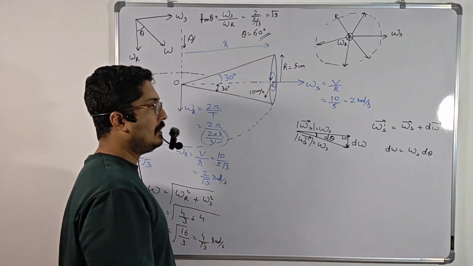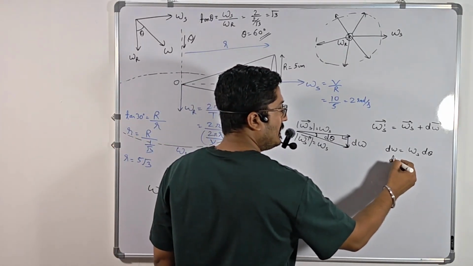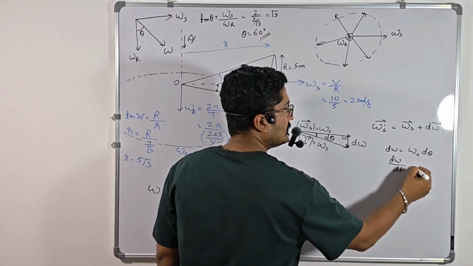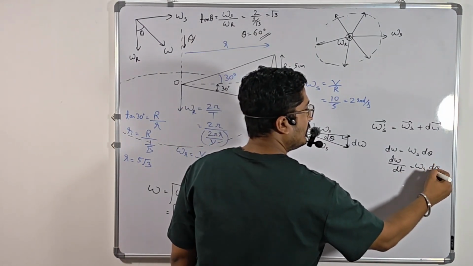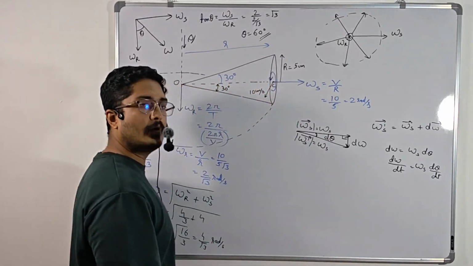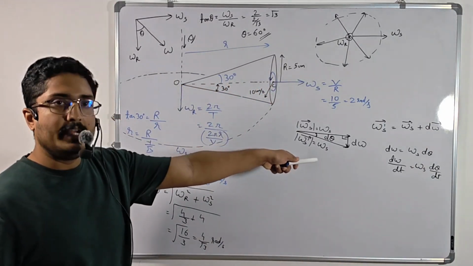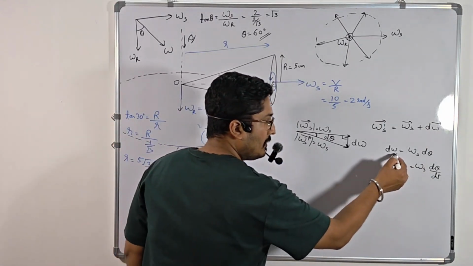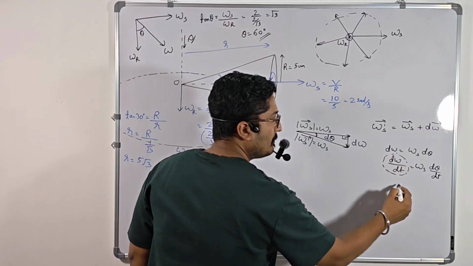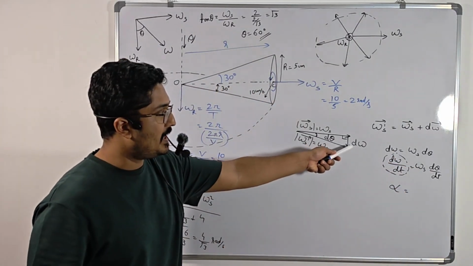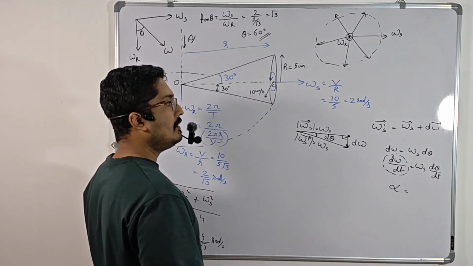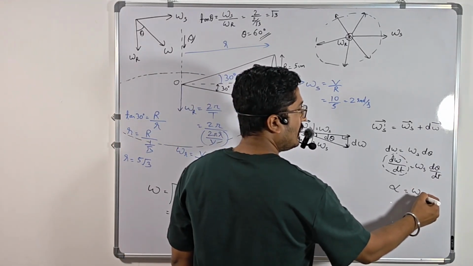Arc length formula I'm using. Now differentiate this. So I'll be getting d omega by dt is equal to omega s, being a constant as it is, and then d theta by dt. Now, d omega by dt, isn't this what we need to find out? This will be called the alpha, angular acceleration, right? The change in omega, d omega by dt, that is equal to omega s.